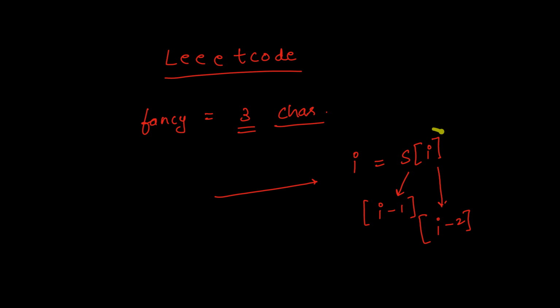And if the value of S of I is equal to the values at S of I-1 and I-2, it means there are a total of 3 characters that are equal, which makes it a non-fancy string. And once we have identified that the corresponding character makes it a non-fancy string, we can simply ignore it while building our output. Let's do a quick dry run to understand this approach.